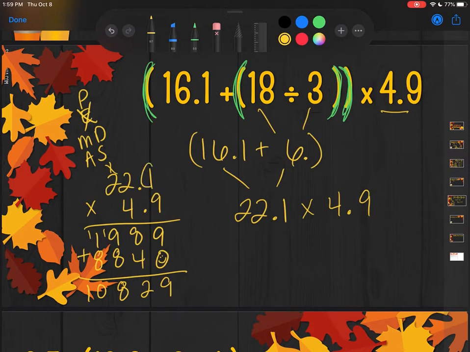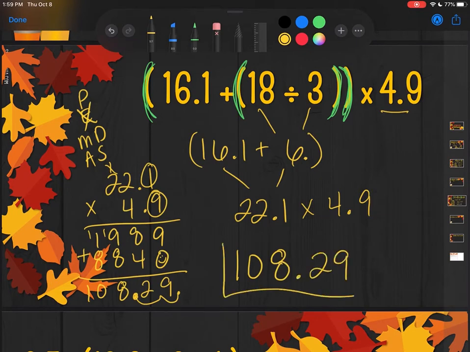And I am done. I just have to make sure I got all my numbers to the right of my decimal. So I've got a 1 here and a 9 here. That is 2 numbers to the right of my decimal. So I'm going to scoot it over 2 to the left. So I go 1, 2, and I end up with 108.26. So my answer is 108 and 29 hundredths.